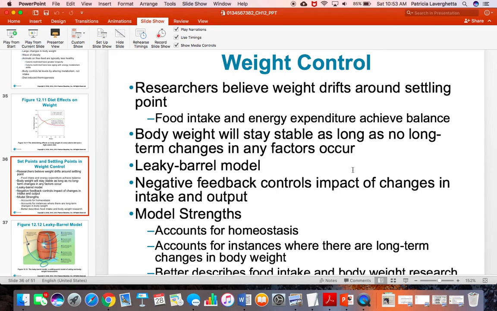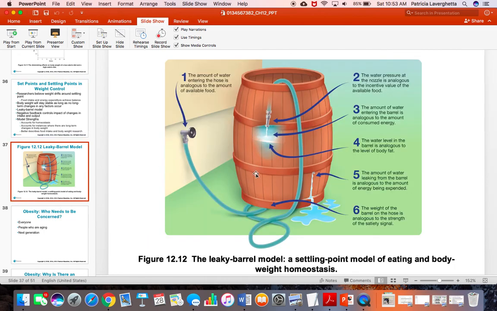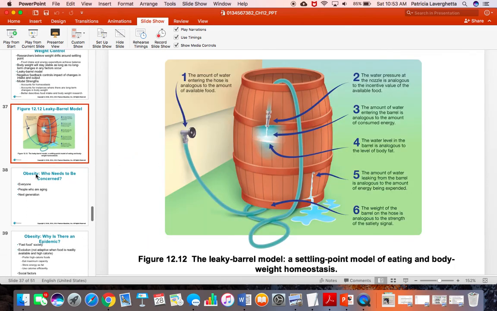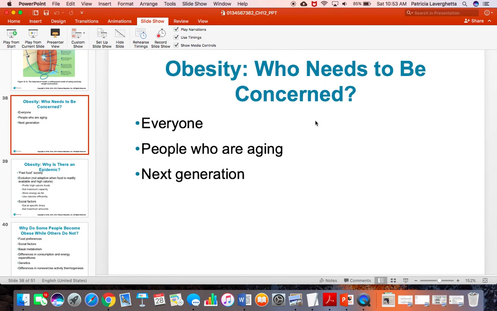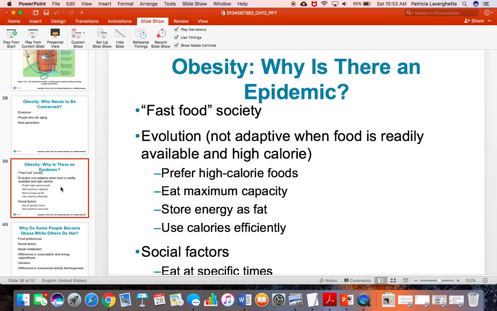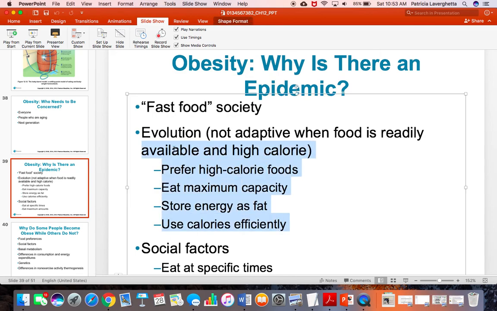Now, once again, you can look this over in your text. This is the leaky barrel model. You can look at that. But anyhow, here's the obesity again. Who needs to be concerned? Everyone. People who are aging, the next generation. I already went over some of the CDC stuff with you. Why is there an obesity epidemic, like I showed you at the beginning here? These are just different proposals. Prevalence of fast food, this is controversial here. And this one here, the evolutionary one.